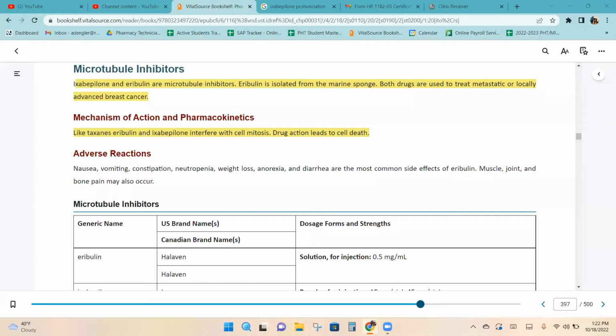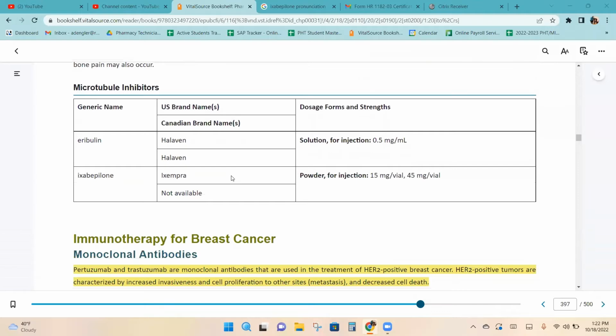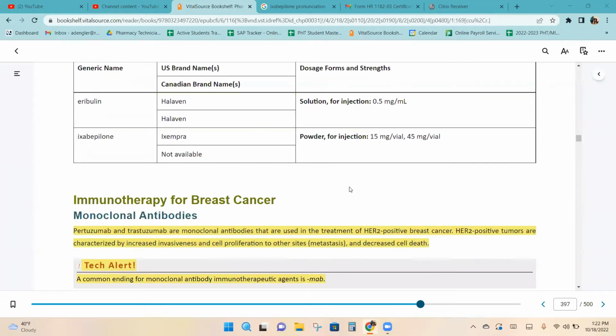Ixabepilone and eribulin are microtubule inhibitors. Eribulin is isolated from the marine sponge. Both drugs are used to treat metastatic or locally advanced breast cancer. Like taxanes, ixabepilone interferes with cell mitosis, and drug action leads to cell death. These are solutions for injection and a powder for injection.